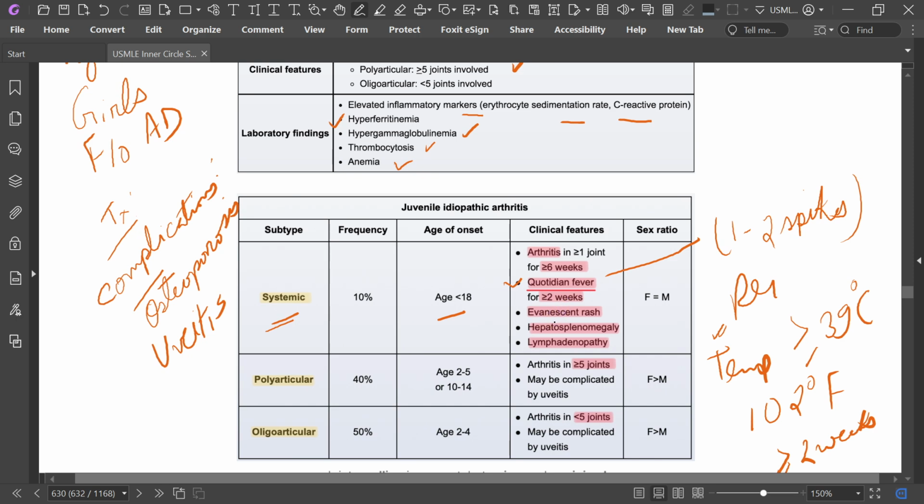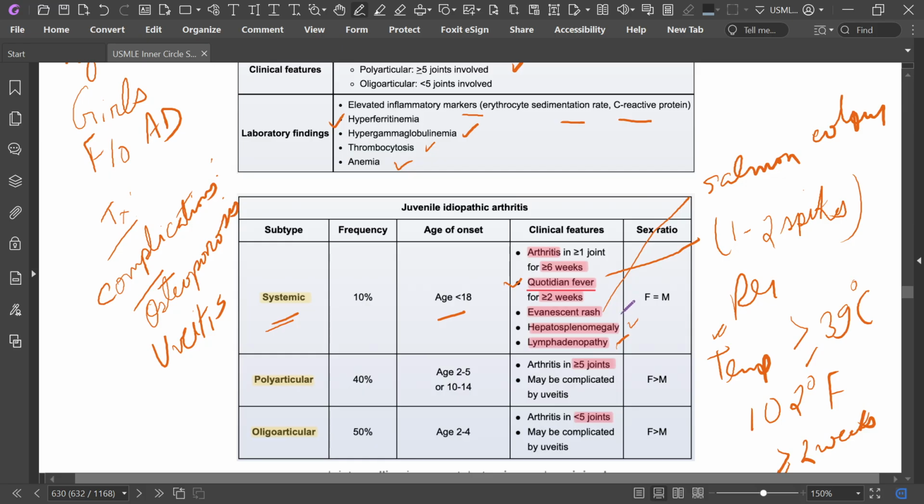There is evanescent rash. Evanescent rash is a salmon-colored macular rash. It typically appears on the trunk and proximal extremities and accompanies fever spikes. The rash fades as the temperature returns to normal. Very, very classic. The patient often develops lymphadenopathy and hepatosplenomegaly, and the male-female ratio is equal.